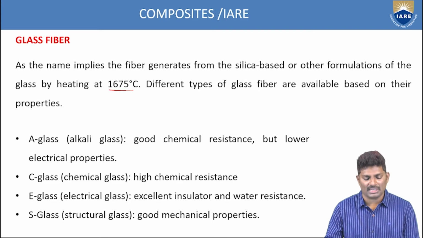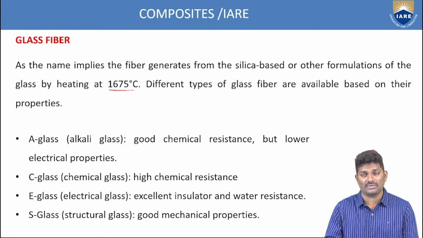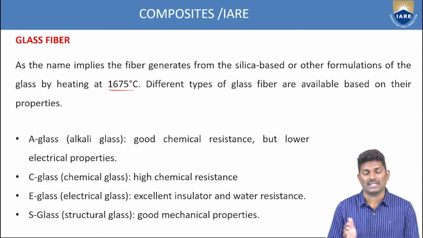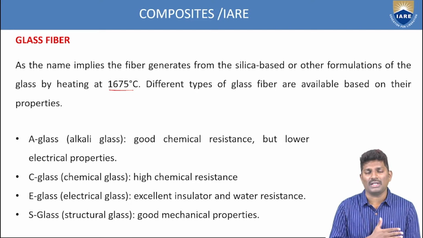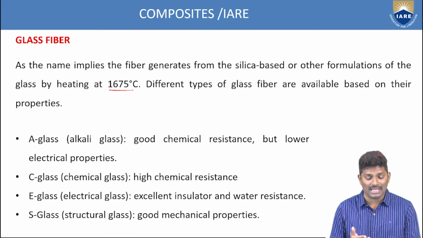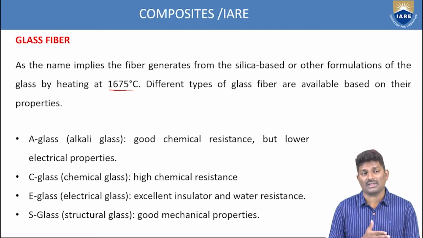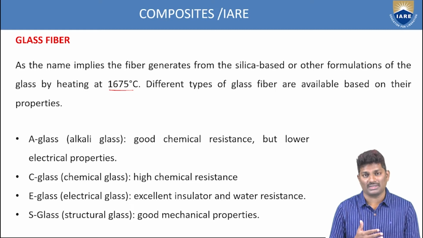C type glass materials are called chemical glass. It is a highly chemical resistant material, so this type of C glass can also resist any type of chemical reactions during the working process. The other one is E glass, or electrical glass. That means it is an excellent insulator and water resistant.